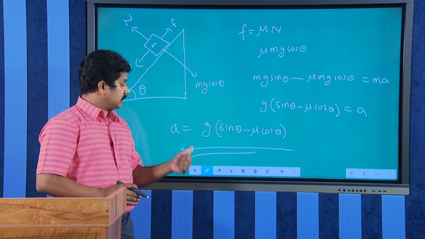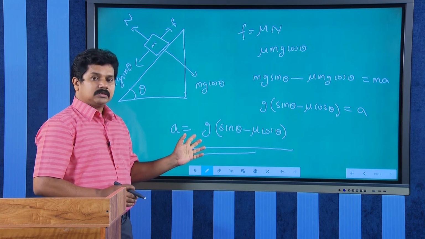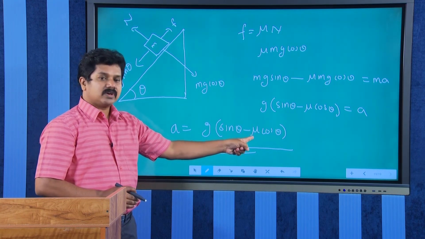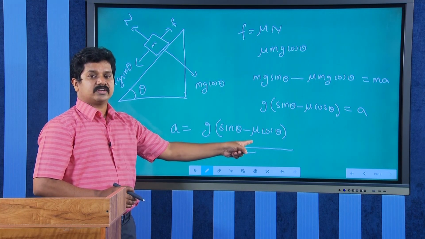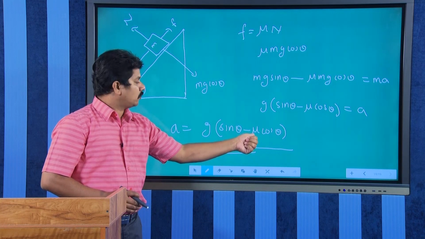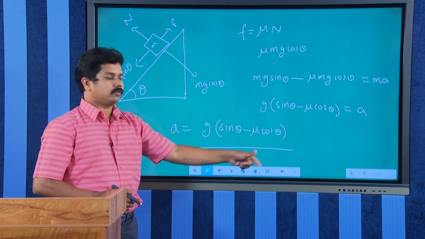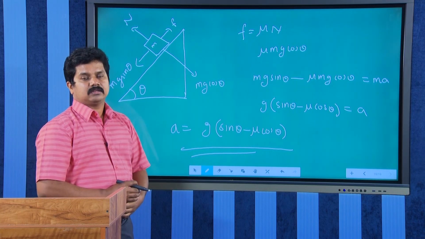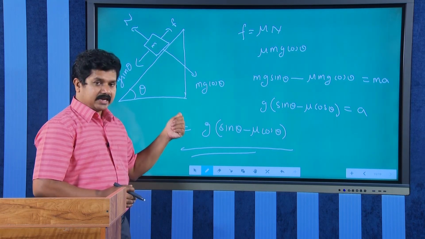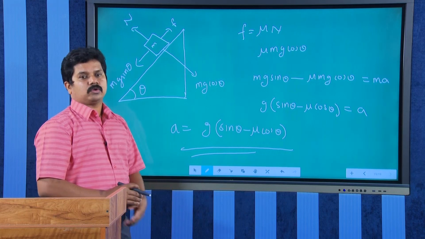What was the result on a smooth inclined plane? Do you remember? Our result was g sin theta, right, because mu was absent, because in the case of a smooth surface we have no friction. So, if you take mu equal to 0, you will get g sin theta. Okay. So, on a rough surface while sliding down, it is a equal to g into sin theta minus mu cos theta.